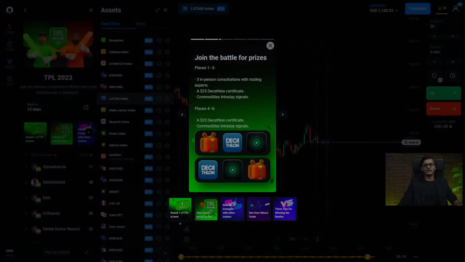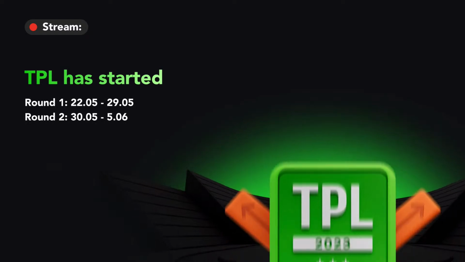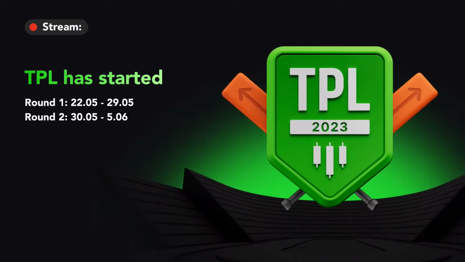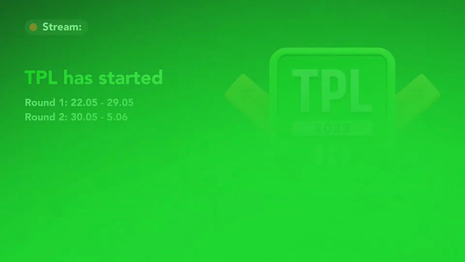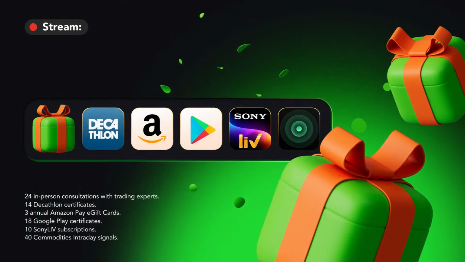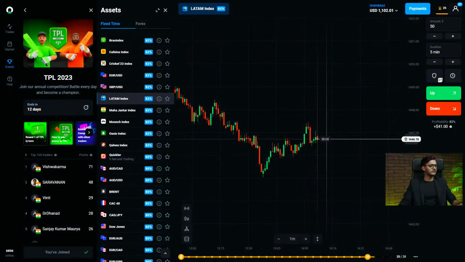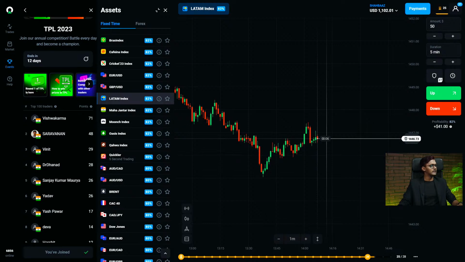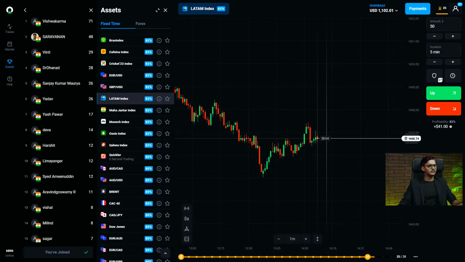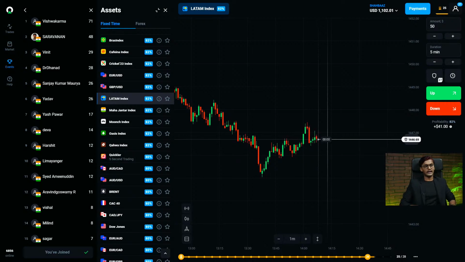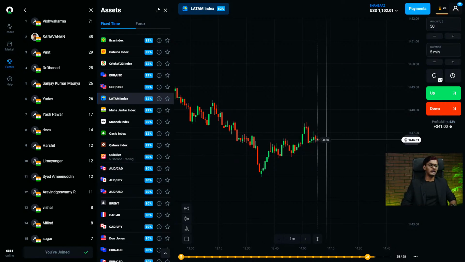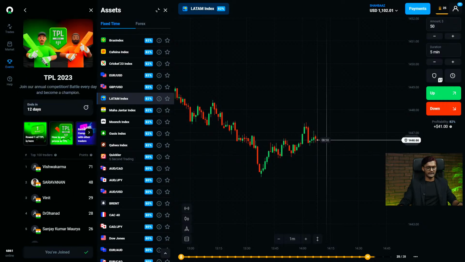So guys, you can see there are a lot of things you are getting. And also, we will give 40 commodities intraday signals. So you see guys, there are a lot of interesting prizes for this event. You can participate. You can come to the top 20 list. You will get a lot of prizes. You will earn money. And in this stream, I will battle myself and I will tell you exactly how you can do it. So guys, let's begin with our first battle.